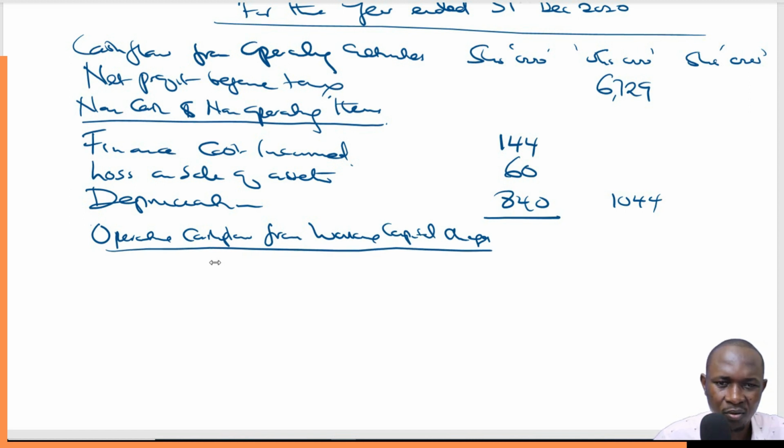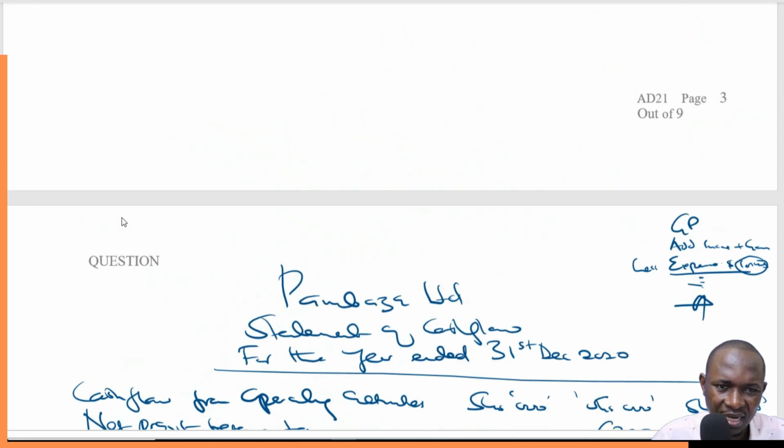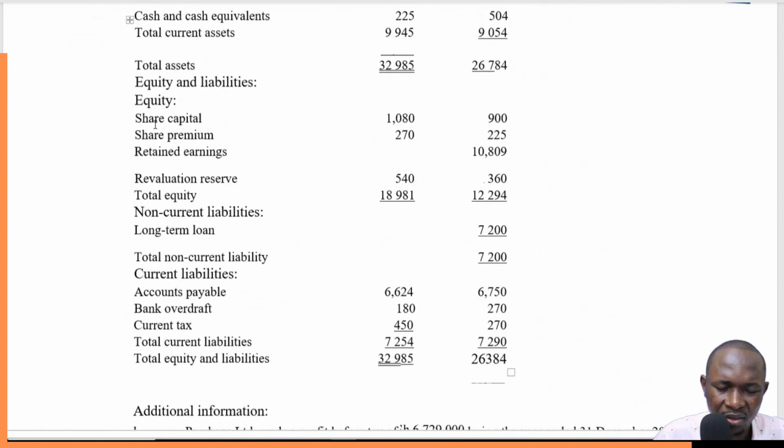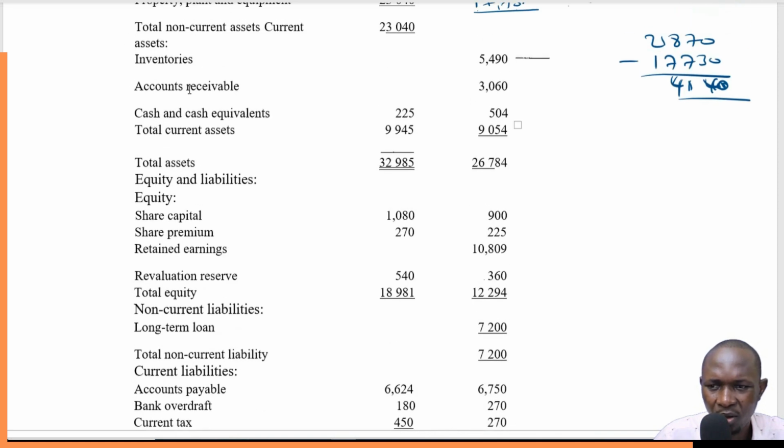Working capital changes, we always look at 3 items. You'll always get these 3 items unless otherwise. We have inventory, accounts receivable, and accounts payable. So inventory, the figures are, I'm just looking at the question paper, ours is quite distorted. The inventories moved from 5490 to 6210. That is inventory. Then for accounts receivable, 3060 to 3510.